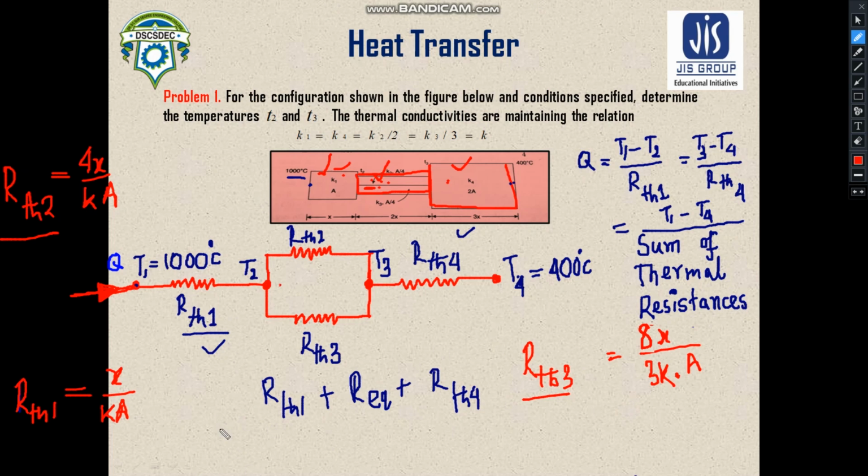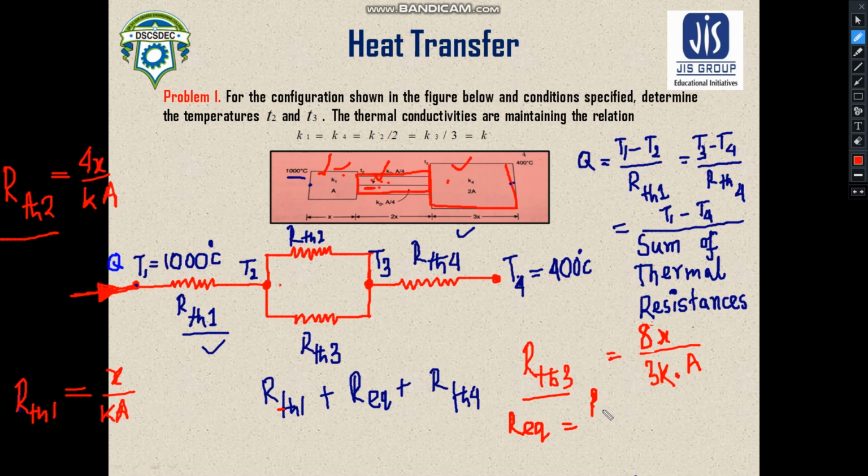Okay, so we are interested to find the sum of thermal resistances. Only there is a parallel arrangement here. We need to find an equivalent resistance here. Then we need to just add it up. Okay, so RTH2 and RTH3 are in parallel arrangement. Now we need to find this equivalent one.